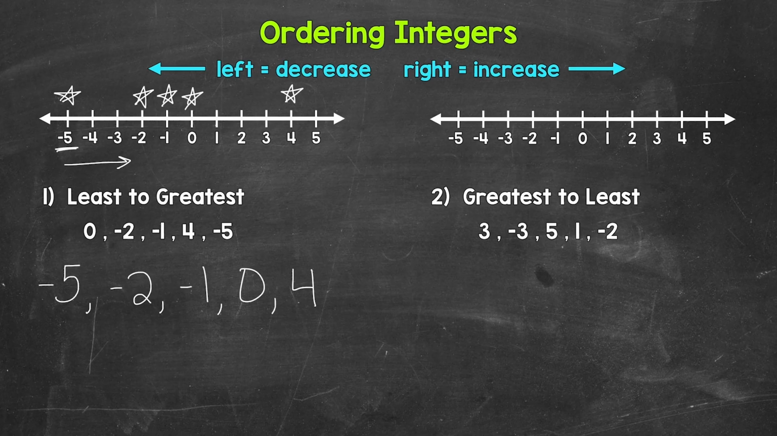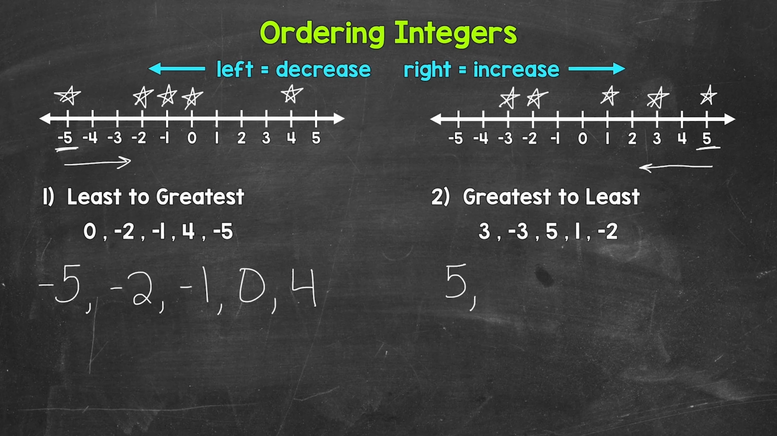Let's put these on the number line, starting with 3. So 3 is right here. Next is -3. Then we have 5, then 1, and then lastly, -2. Now we need to go from greatest to least. So we need to start with the integer furthest to the right on the number line. That's 5. So we will start with 5, and we need to work our way left now.